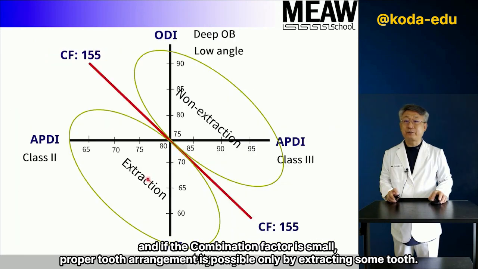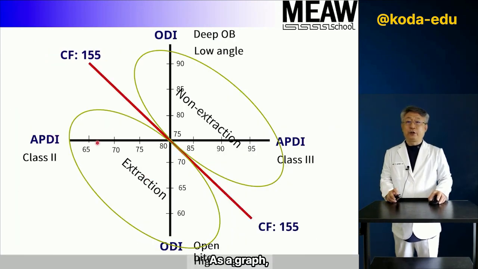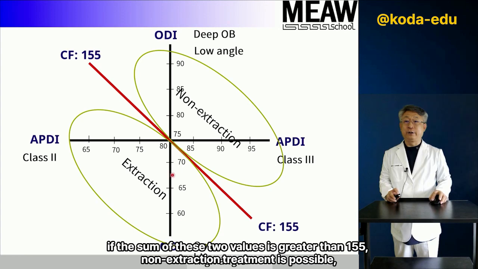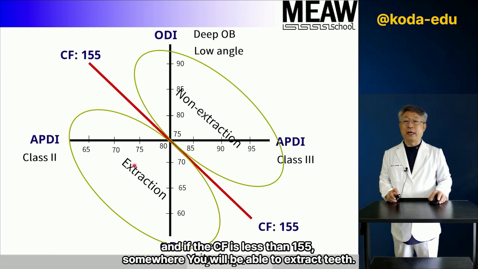As you can see in this graph, the X axis is the APDI, the anteroposterior relationship, and the Y axis is the ODI, the vertical relationship. If the sum of these two values is greater than 155, non-extraction treatment is possible. And if the CF is less than 155, you will be able to extract teeth somewhere.